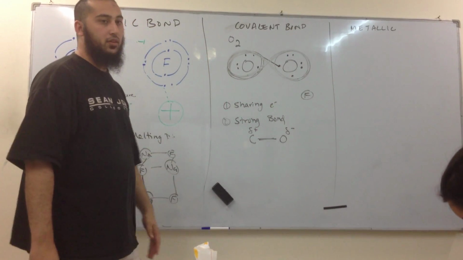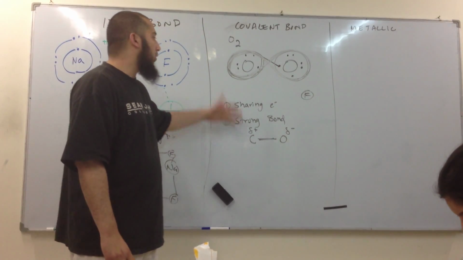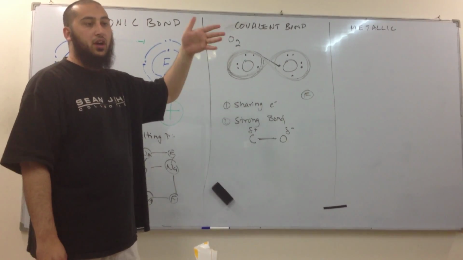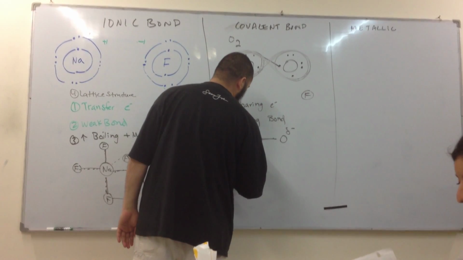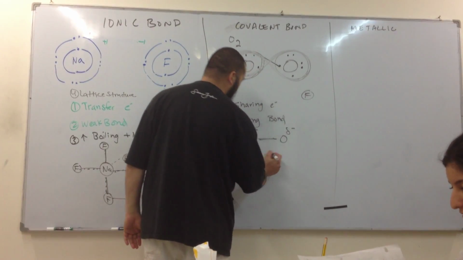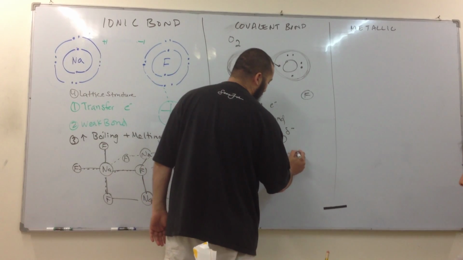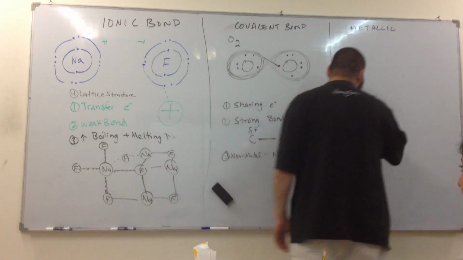Okay, let's go to metallic. Covalent bonds occur between non-metal and non-metal, right? But how do you know which one is more electronegative? So look at your periodic table.